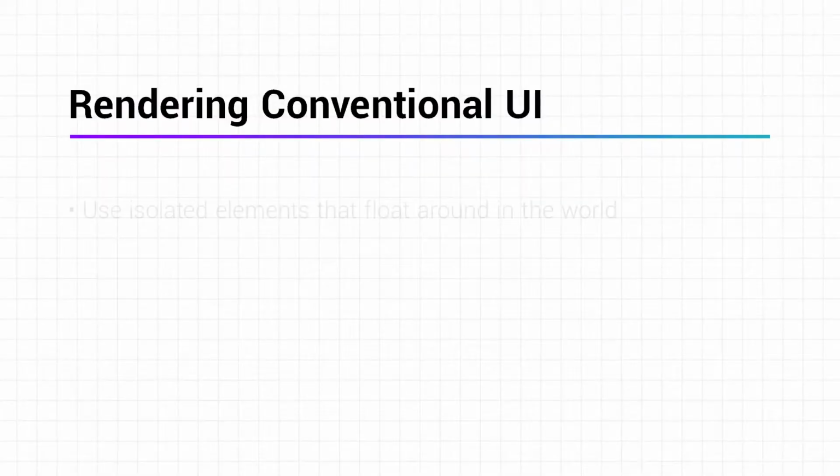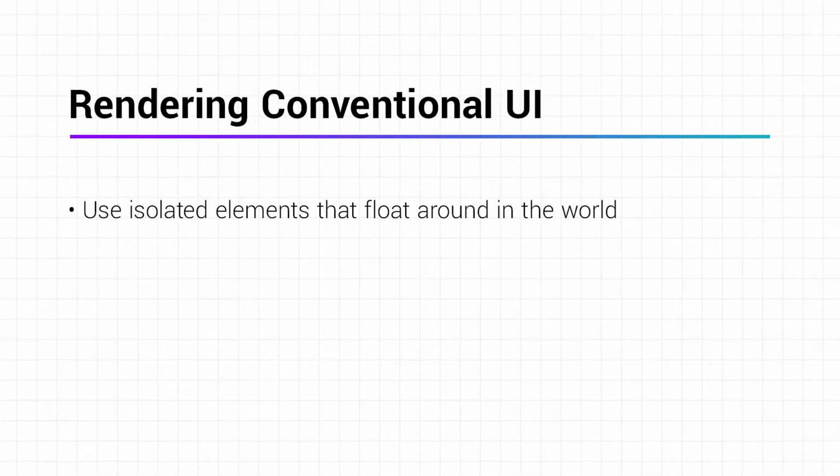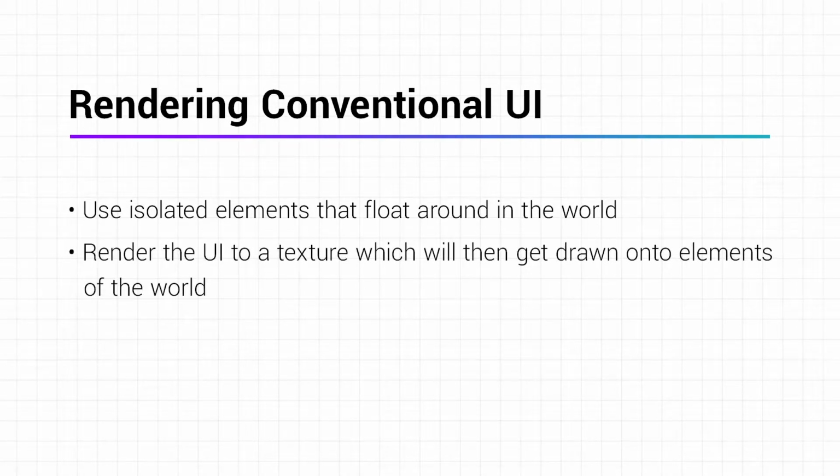There are two main mechanisms for rendering conventional UI, things like text, boxes, and buttons. The first way is to use isolated elements that float around in the world. The second is to render the UI to a texture. In this case, it is used as a render target, and then this texture will get drawn onto elements of the world. Which method we should use will depend upon the individual needs of the project.